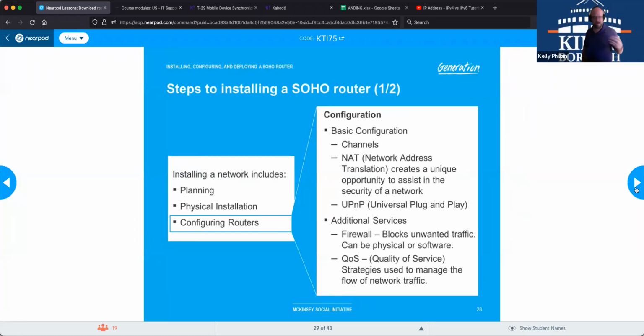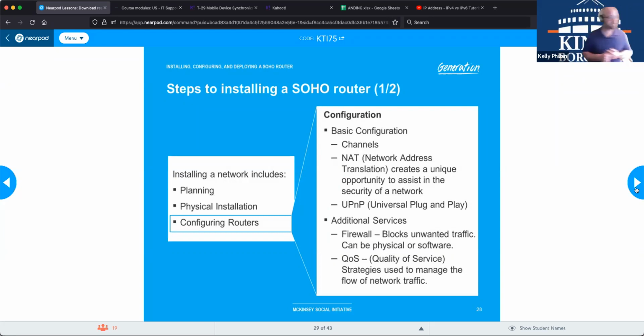So, configuring your router. Don't need to get too fancy on this. Basically, you have your basic configurations, which are like your channels. That's that 1, 6, and 11 we talked about, on your 2.4 or your 5 gigahertz. You can go in and adjust that if you need to. But typically, this stuff is either preset by your ISP or it has an auto sensing that it will do.